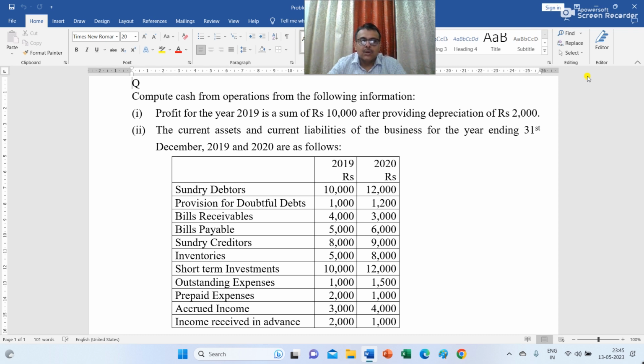Provision for doubtful debts 1,000, 1,200. Then bills receivable 4,000, 3,000. Bills payable 5,000, 6,000. Sundry creditors 8,000 and 9,000. Inventories 5,000 and 8,000. Short-term investment 10,000, 12,000. Outstanding expenses 1,000, 1,500. Prepaid expenses 2,000 and 1,000. Accrued income 3,000, 4,000. And income received in advance 2,000, 1,000.